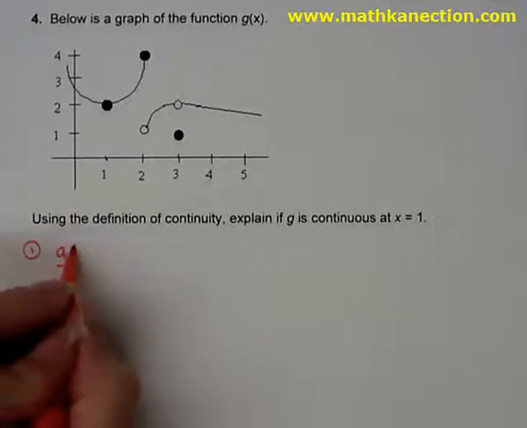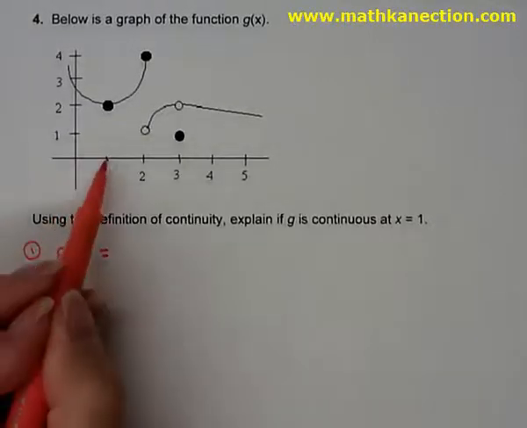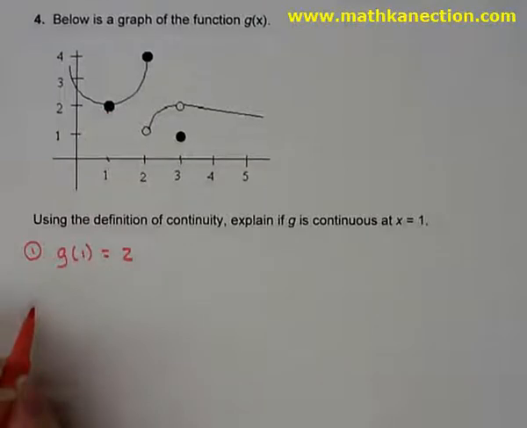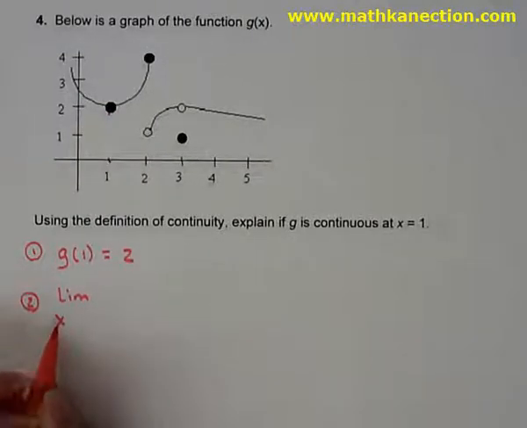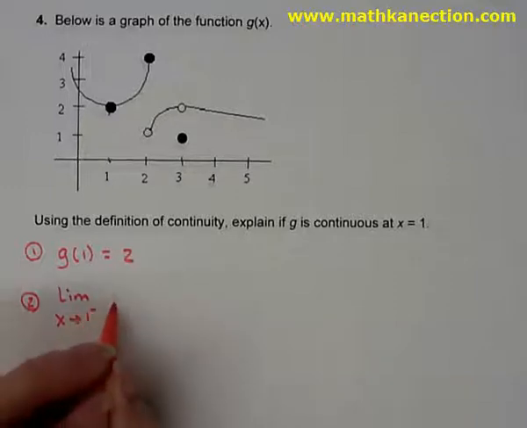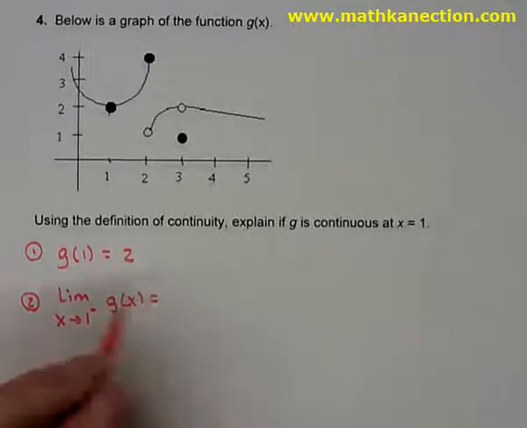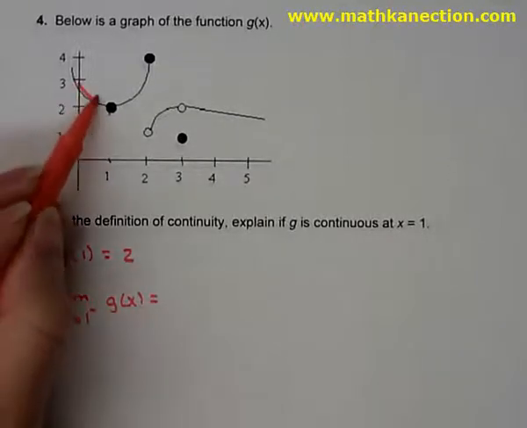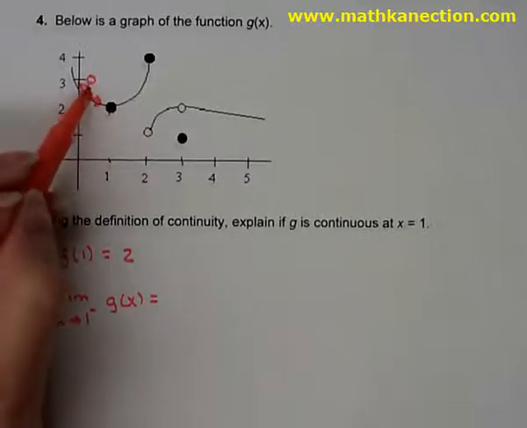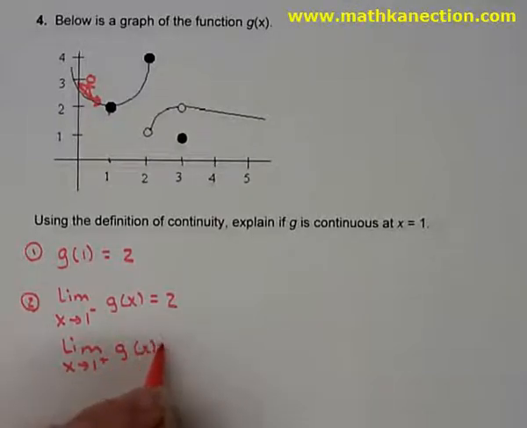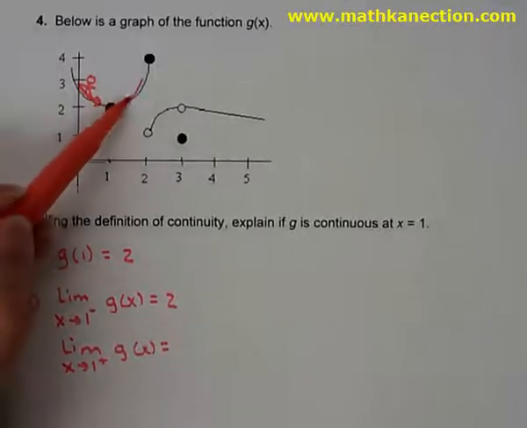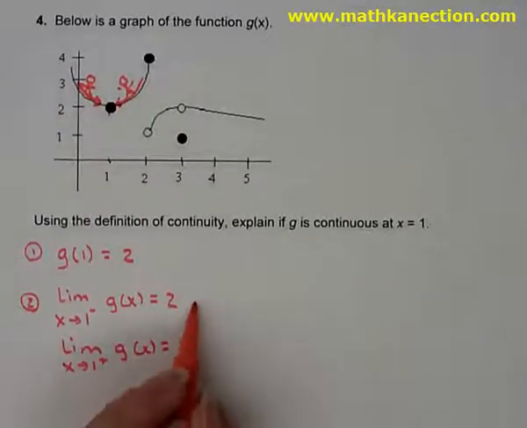In our fourth problem, we're going to look at, is g continuous at x equals 1? Take a look at g of 1. The value is 2. Looking at the limit as x approaches 1 from the left side of g of x, on our graph as x goes to 1 from the left side, the function is at 2. Then the limit as x approaches 1 from the right side of g of x. So again, approaching 1 from the right side, g is also equal to 2.